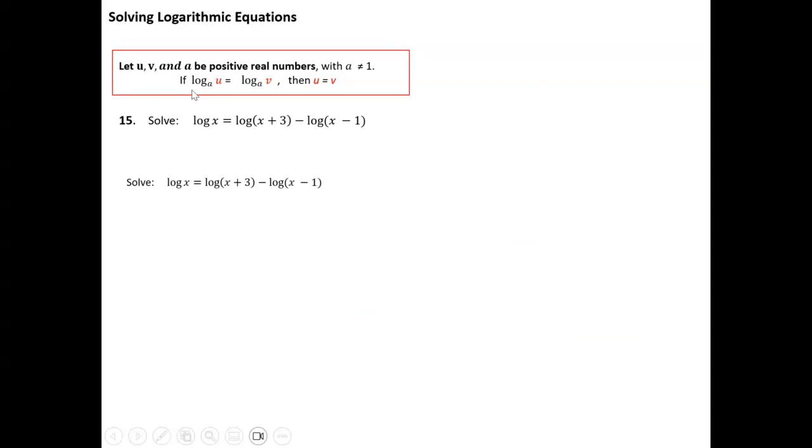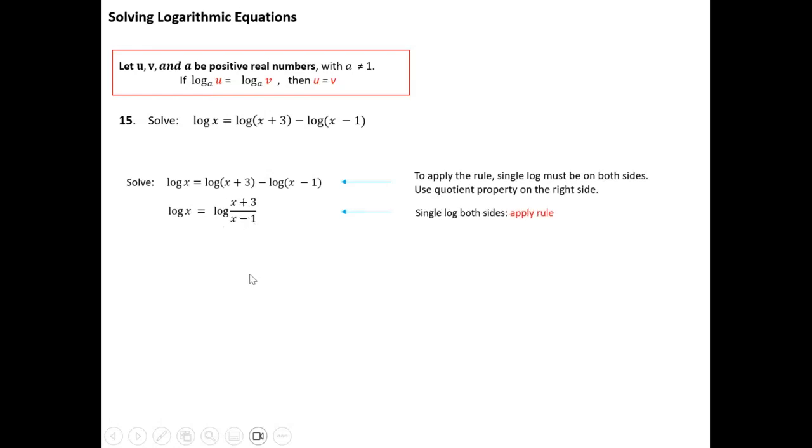Now we're using another property here. If you have log base a of u equals log base a of v, then u must equal v. In order to apply this property, you have to have a single log on both sides of the equal sign. For example, the right side is not a single log. So we're going to apply the properties, right? Remember, if it was subtraction, it's going to be division. Now, by applying the properties, x must equal (x plus 3) over (x minus 1). That's by applying the property here, or the rule.